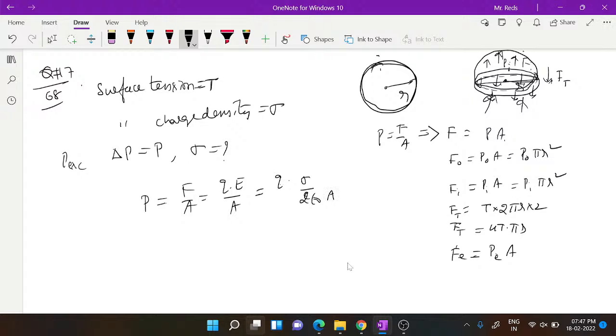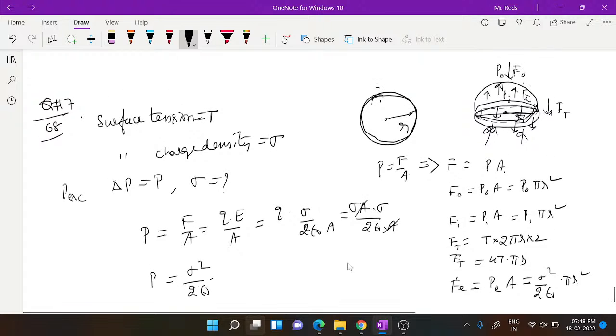This sigma Q in terms of surface charge density can be taken as sigma A, into sigma by 2 epsilon naught. A cancels, sigma and sigma becomes sigma square, so P can be taken as sigma square by 2 epsilon naught, which is the pressure. But force equals pressure into area, so again you can write the area as pi r square for this surface. So this pressure is sigma square by 2 epsilon naught into pi r square. It is acting in upward direction due to the charge, the electrostatic force.